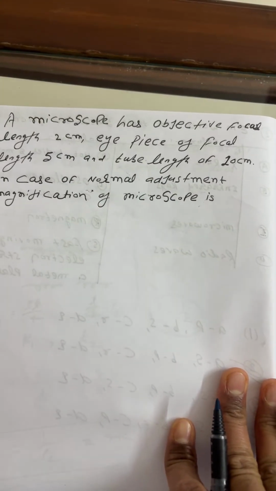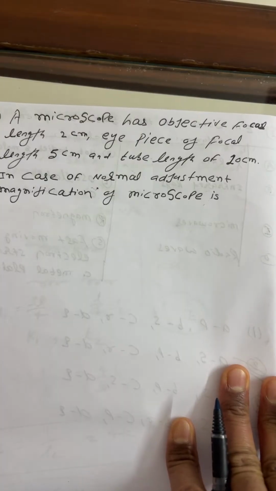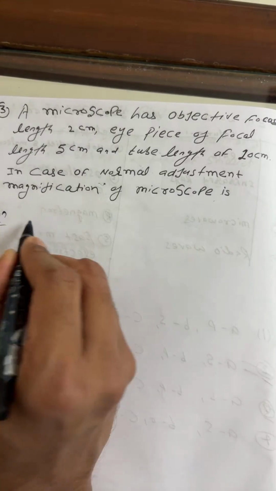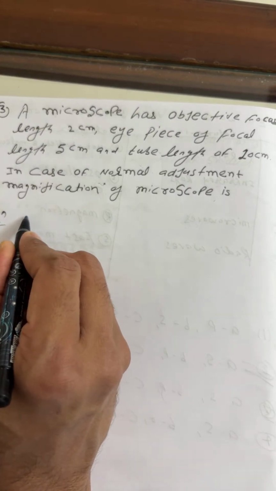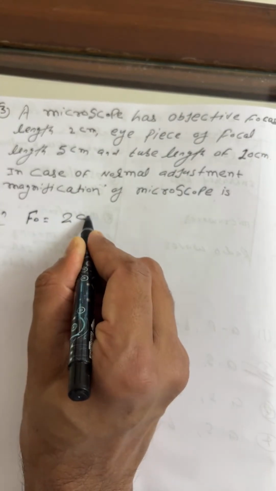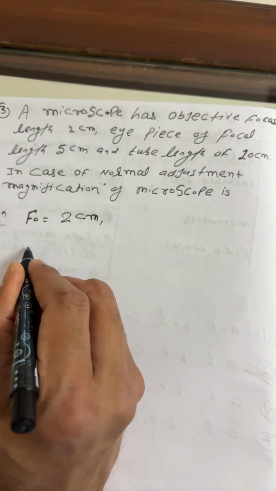What's the question saying? A microwave has an objective focal length. Okay, it's not a microwave, my bad. A microscope has an objective focal length of 2 centimeter. Students, you can write along with it. While reading the question, you can write the data. Objective, this is Fo, and Fo is 2 centimeter.